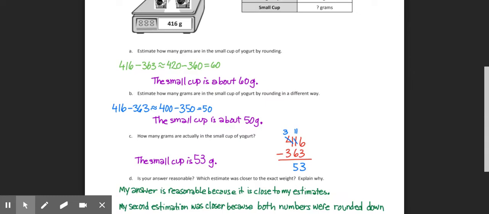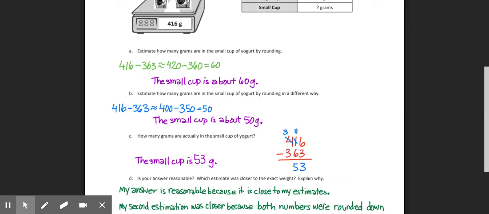So if you look at it, 416, they've rounded to the nearest 100, so that'd be 400. But then they said to themselves, well, I'm going to round 363 to the nearest 50. So they put 363 equals 350. But if you wanted to round 363 to the nearest 100, you could also put 400, which would equal 0. 400 minus 400 equals 0. This one just says 400 minus 350 equals 50. So the small cup is about 50 grams.